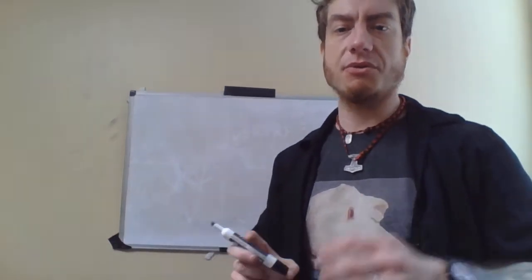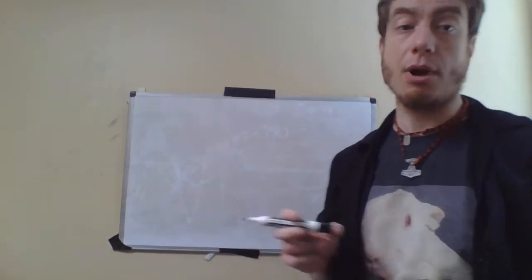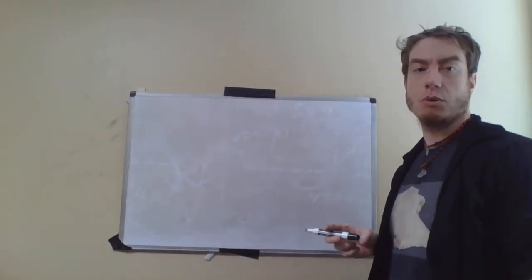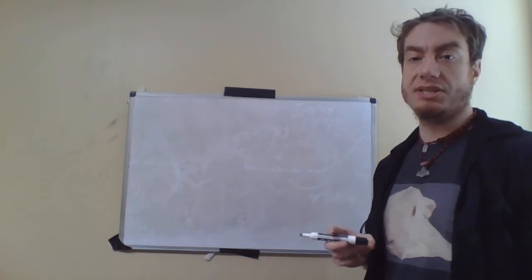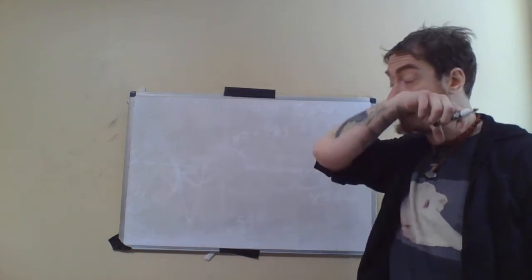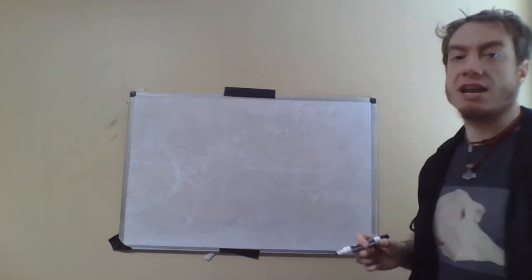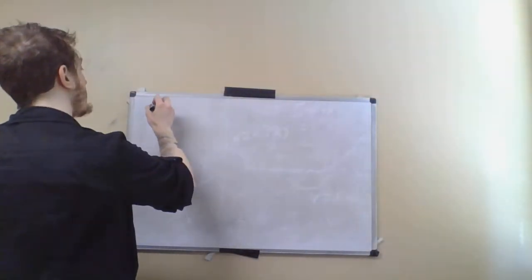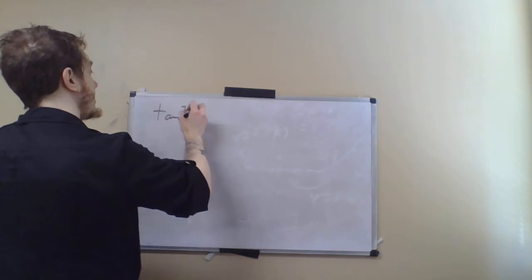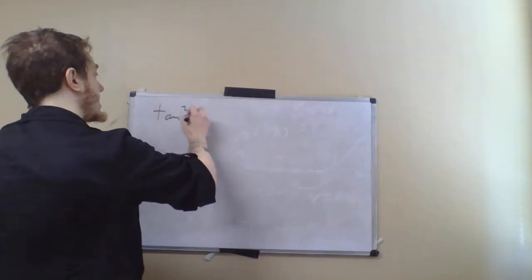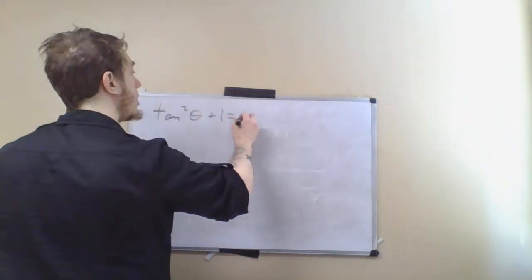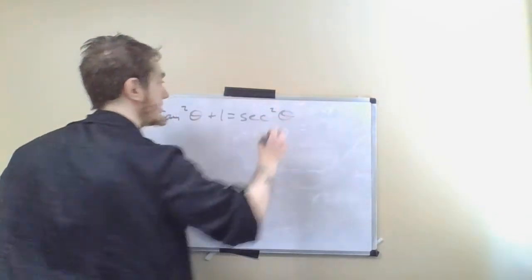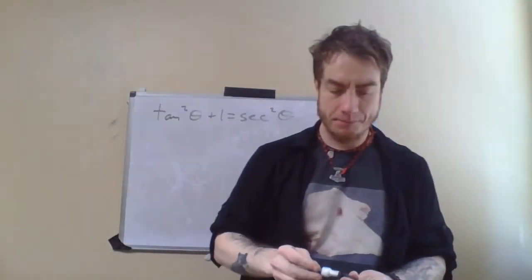Now, probably the most useful identity that we want to remember when dealing with secants and tangents in the integral is the Pythagorean identity for tangent and secant. So remember, you can turn the Pythagorean identity into tangent squared theta plus 1 equals secant squared theta.